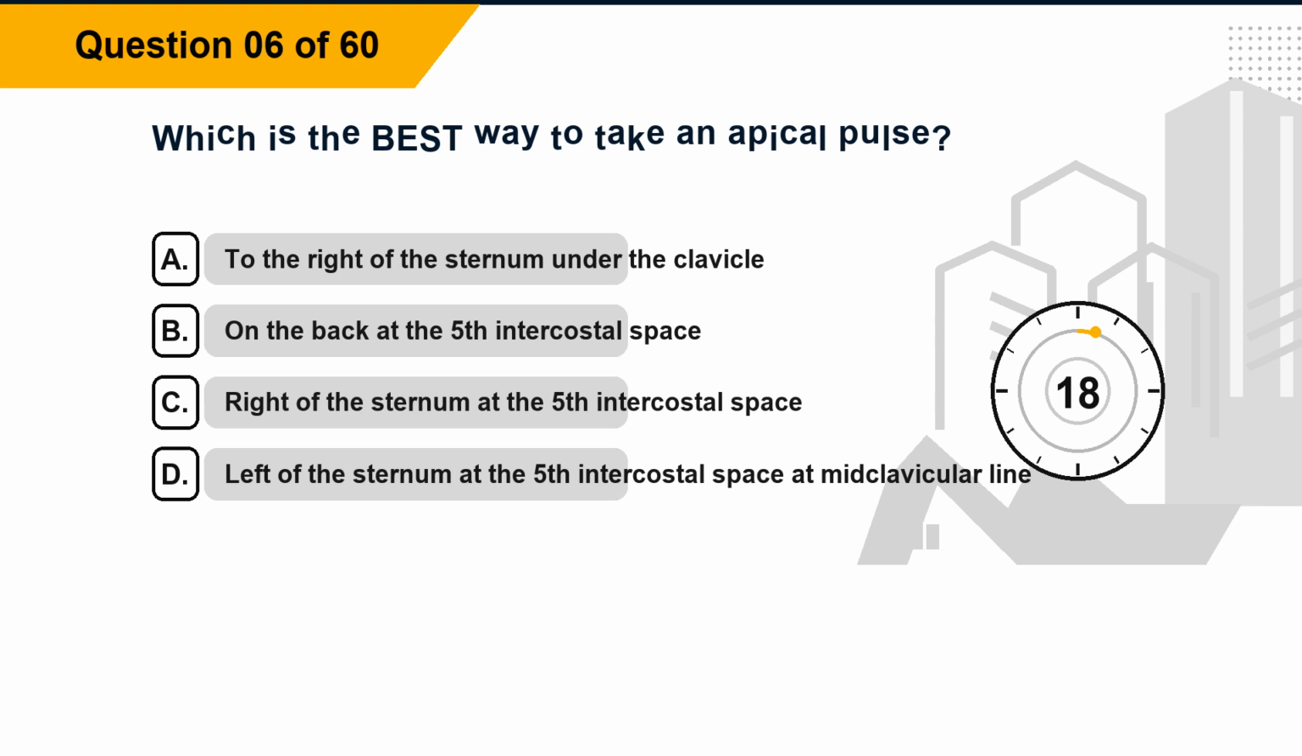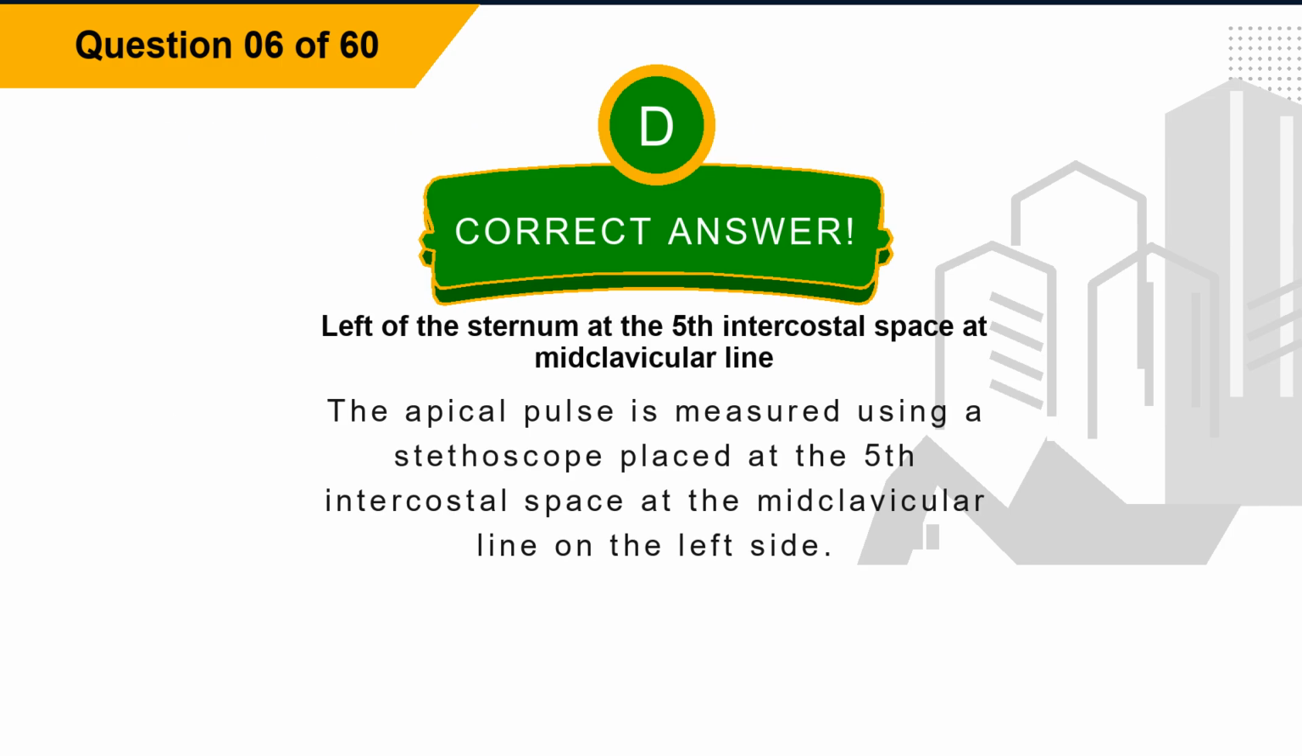Question 6. Which is the best way to take an apical pulse? Option A. To the right of the sternum under the clavicle. Option B. On the back at the 5th intercostal space. Option C. Right of the sternum at the 5th intercostal space. Option D. Left of the sternum at the 5th intercostal space at mid-clavicular line. The correct answer is option D. Left of the sternum at the 5th intercostal space at mid-clavicular line. Explanation. The apical pulse is measured using a stethoscope placed at the 5th intercostal space at the mid-clavicular line on the left side.